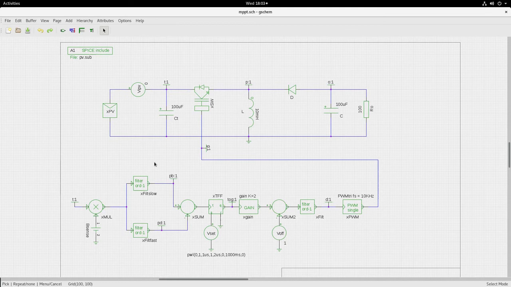Now you should remember that this is a closed loop operation. This filter time constant, this filter time constant, and this filter time constant need to be properly tuned if you have to get good results. I have just done a draft tuning, which is a rough tuning, and you will see that the MPPT is tracking, but I will leave it to you to do a fine tuning and see if you can get better results. Now let us go back to the terminal and simulate in Ngspice.